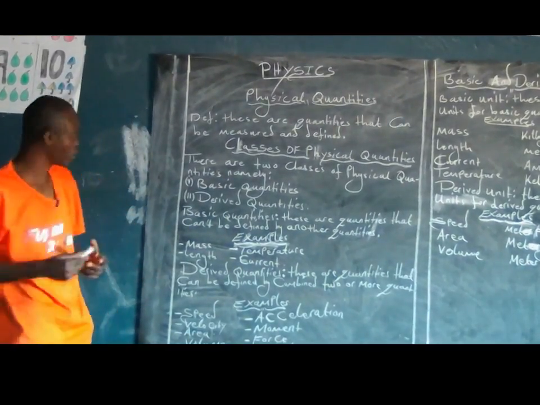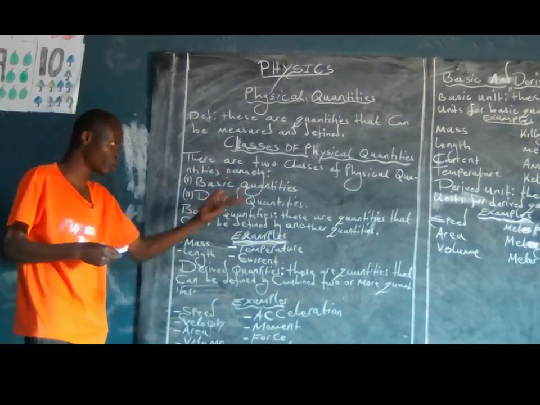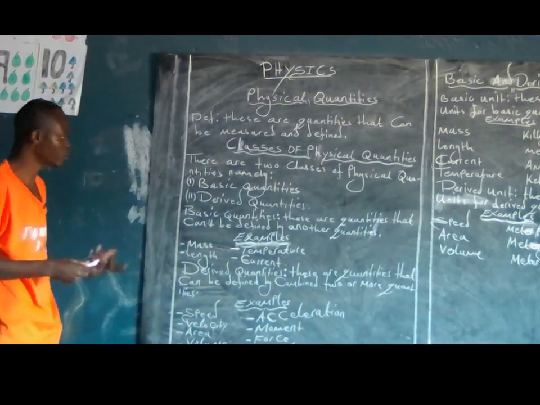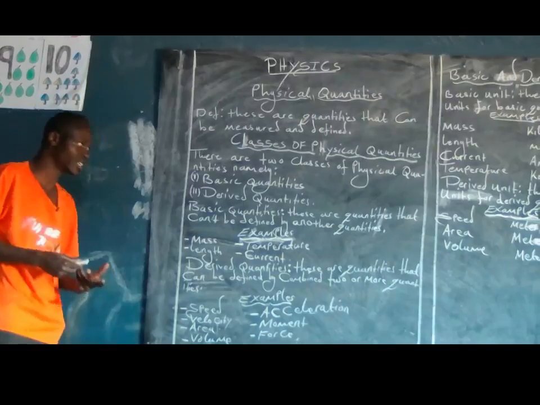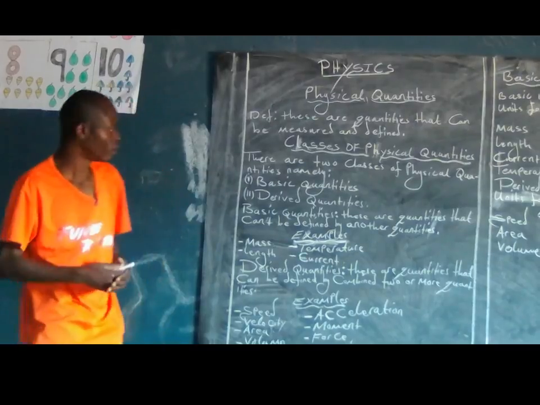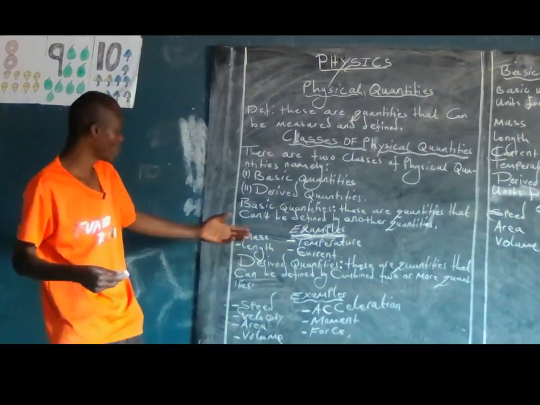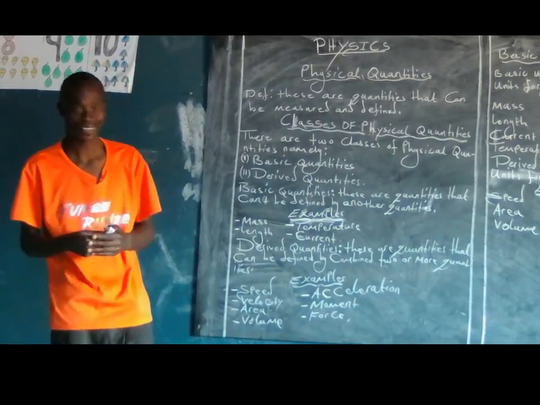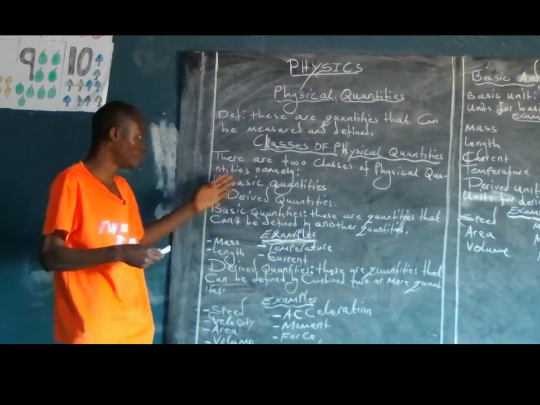Now we need also to look at the meaning of these two terms. The first term is a basic quantity. What is a basic quantity? Basic quantities are quantities that cannot be defined by another quantity. They define themselves in another way. Examples of such quantities are mass, length, temperature as well as current. So we are done with basic quantities.